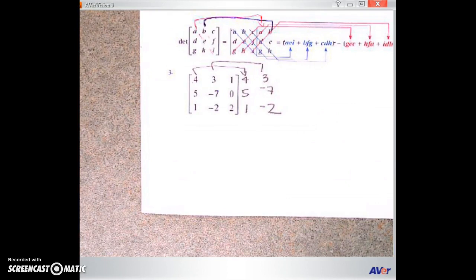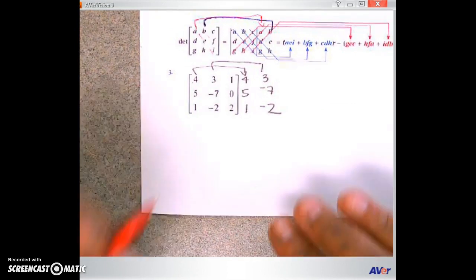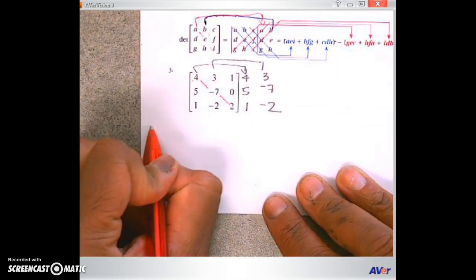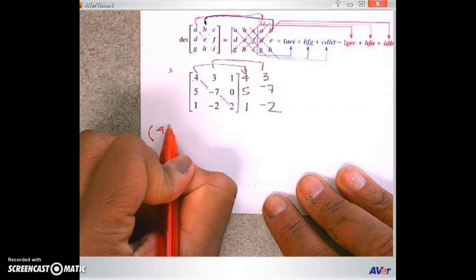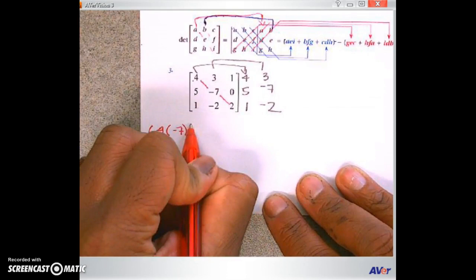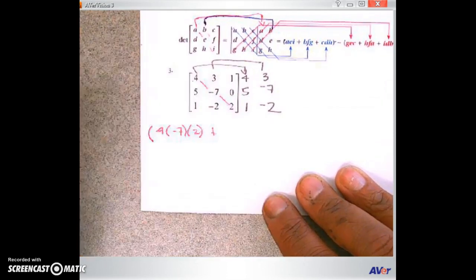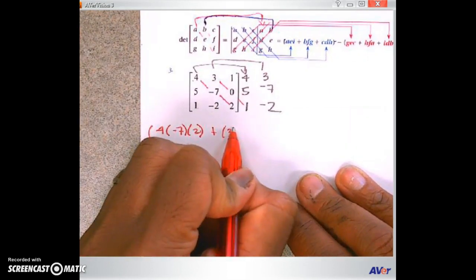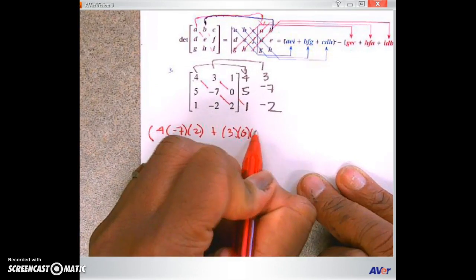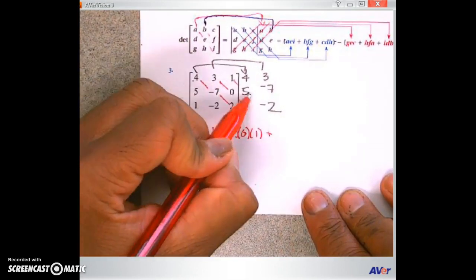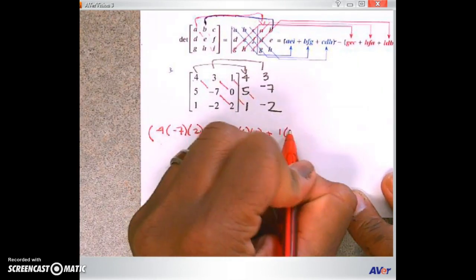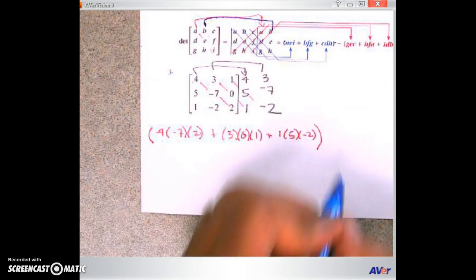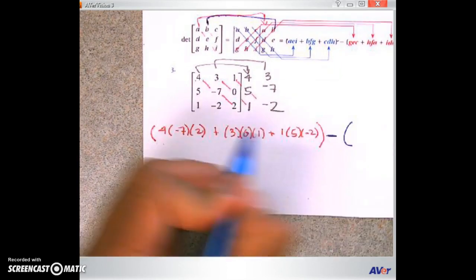From here, you're going to multiply. I don't think I want to use a highlighter for this. So I'm going to multiply this diagonal. So here's what I'm looking at. I'm looking at 4 times negative 7 times 2, plus the next diagonal, 3 times 0 times 1, plus the next diagonal, 1, 5, and negative 2. We're going to add all of those up, and to that I'm going to subtract the opposite way now.